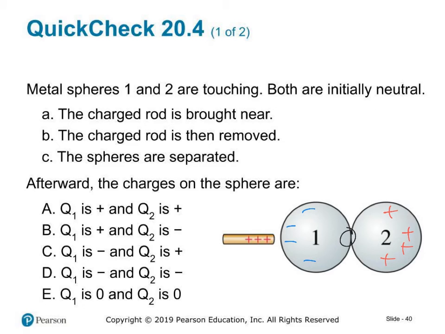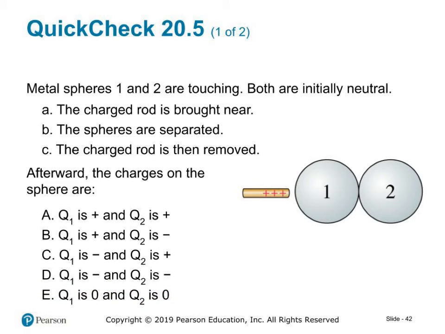Now, if the charged rod is removed, the conductors are going to resituate themselves back into electrostatic equilibrium where everything is balanced. So the negatives are going to go back to where they came from, and everything's going to turn out neutral again. So we'll have the same amount of positives and negatives on each side. Everything will be back to the way it was. Let's get it back there. All right, so when we separate the spheres again, which is letter C there, they're going to have net charges of 0, which is answer choice E.